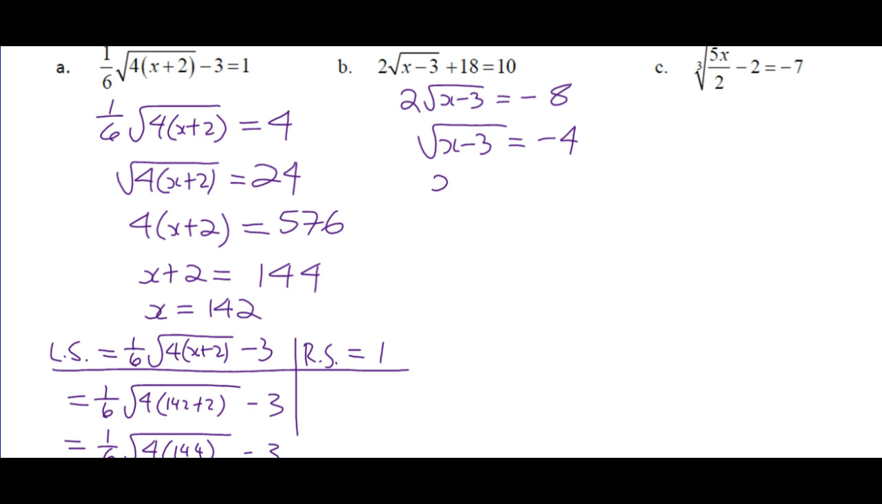So I'm going to square both sides. There is no solution. I'm going to add 3 to both sides, and I've got my solution, right? I think x equals 19. And now I'm going to verify.